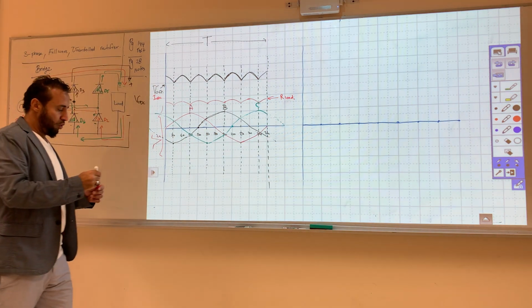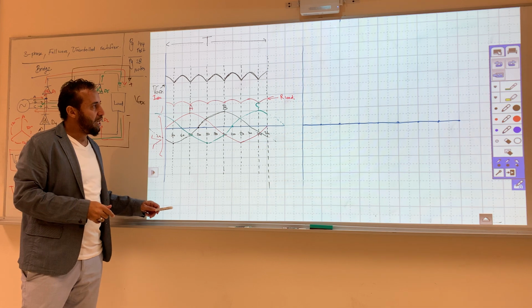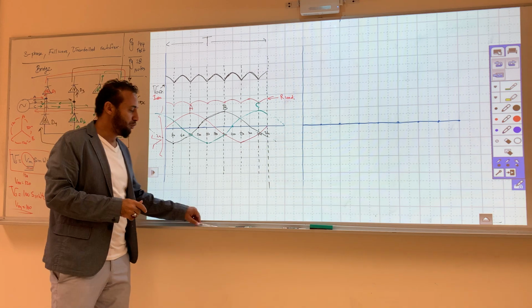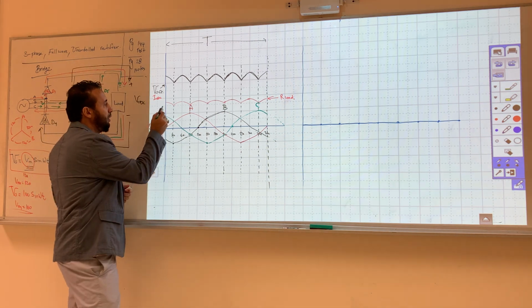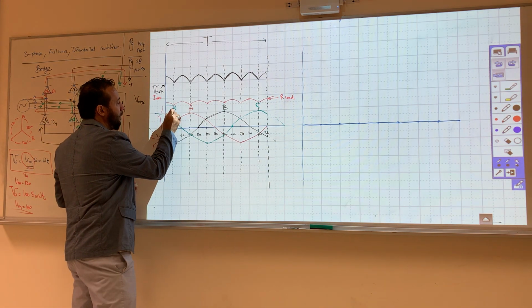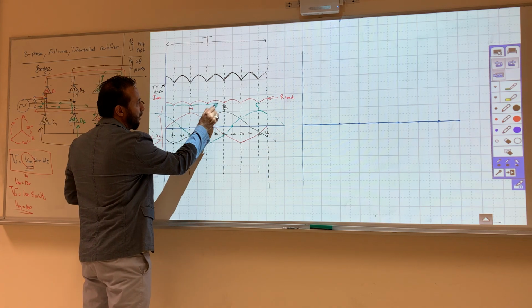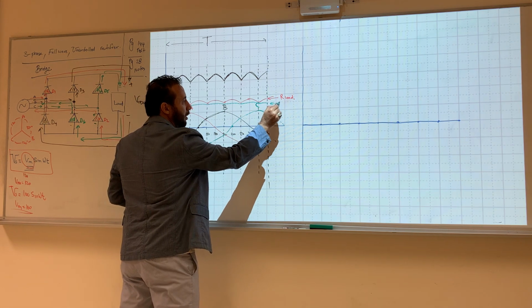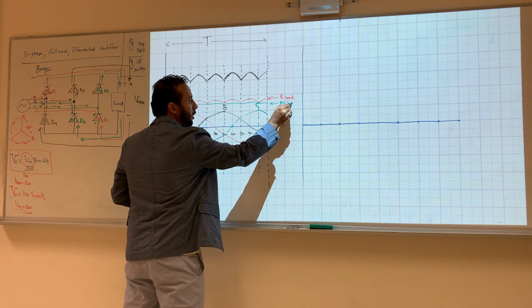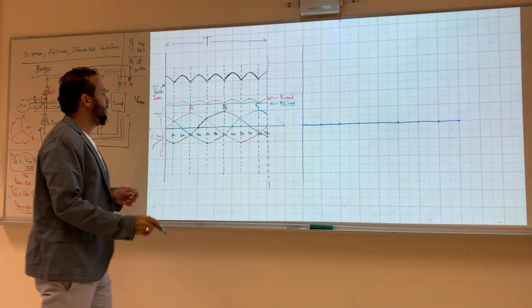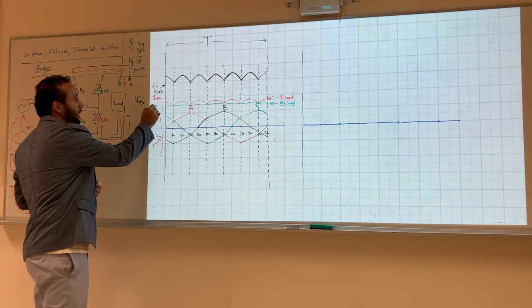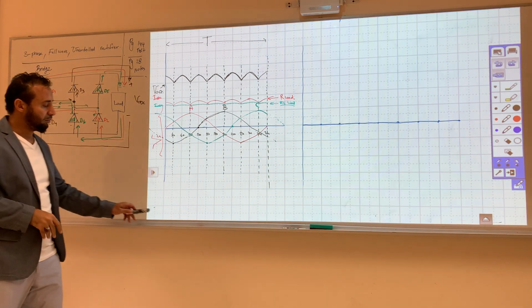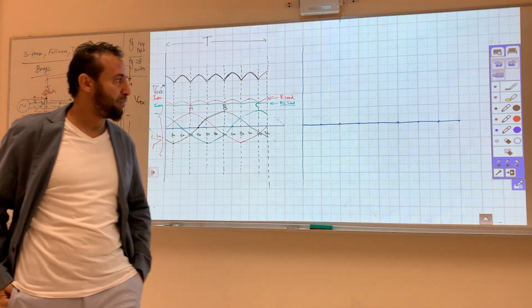If we have RL, this will be smoother. It will be smoother. So I'm going to use the green, guys. So it will be like this. So this one here with RL load, smoother. This one here is I out DC also, I out DC, but with R load. That's what you will see, guys.